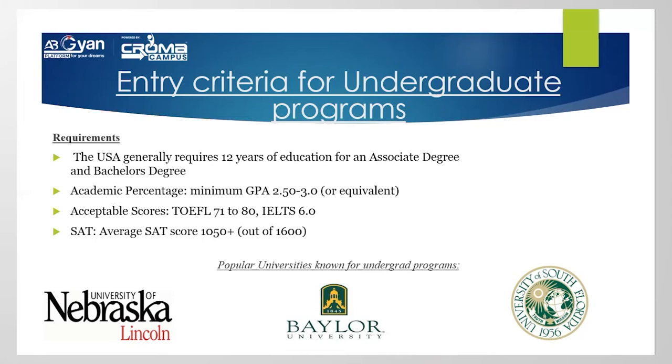And for English proficiency, you can score around 71 to 80 for TOEFL, and for IELTS, no band less than 6. There are some universities which require an SAT score, so for that you need to score around 1000 plus to get into the university. If your score is less than this and you are submitting it with the application, the university can decrease your chances of getting admitted.